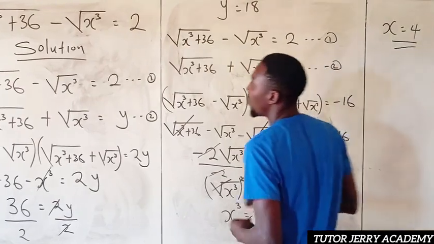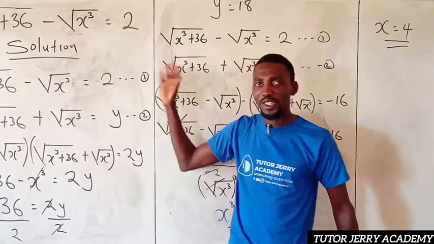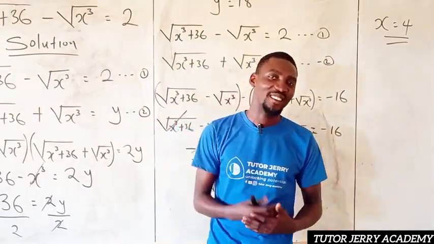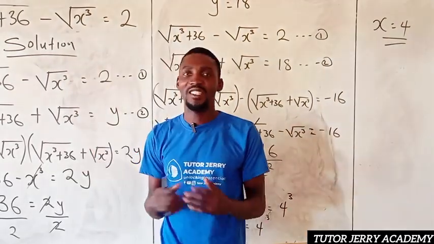So the value of s in this equation is nothing but 4. I believe you've learned another way of solving this question.